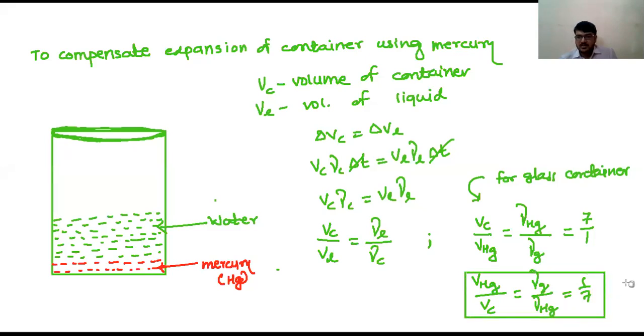Check it. So gamma of V of Hg by phi of C is equal to gamma of glass by gamma of Hg, which is equal to 1 by 7. From this, what can we conclude?